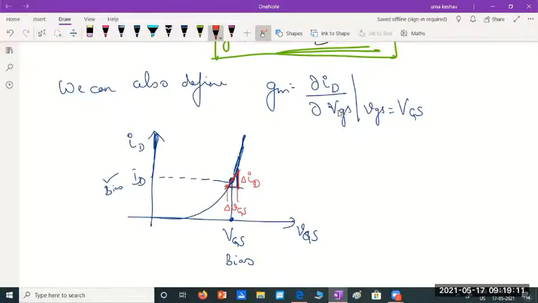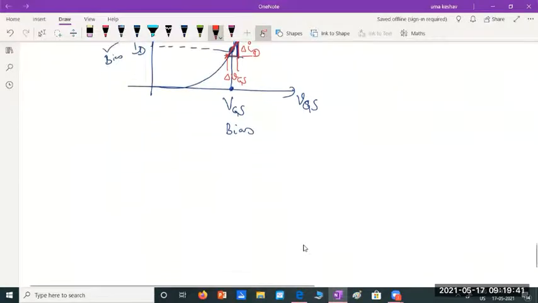Okay, I plotted the total. Since I plotted total current versus total input voltage, I'll take total value here also. This is delta ID versus delta VDS. That gives you the transconductance value GM. So this is another way of defining and finding the transconductance GM. Please remember this.